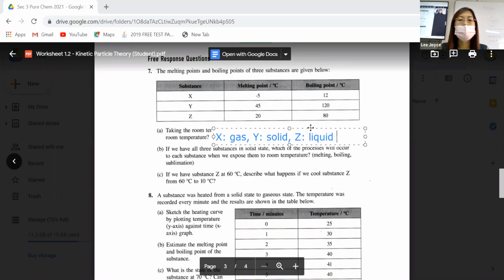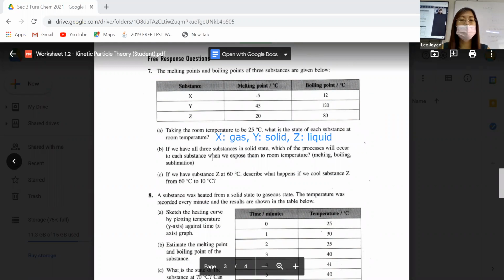Alright, so let's talk about why. Why is it that it is a solid? Because its melting point is above the room temperature and pressure. So at 25 degrees Celsius, it will exist as solid. However, if you increase the temperature to 45 degrees Celsius and above, it will turn into a liquid and slowly into the gaseous state.